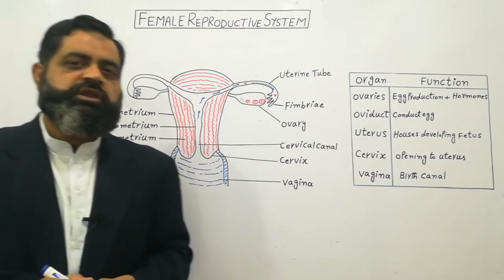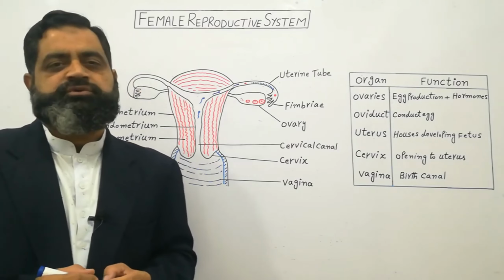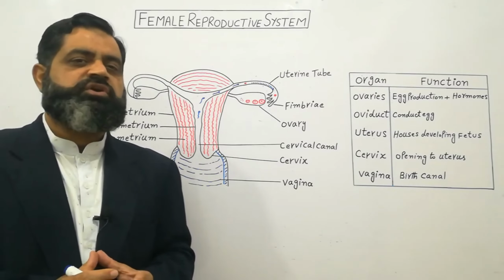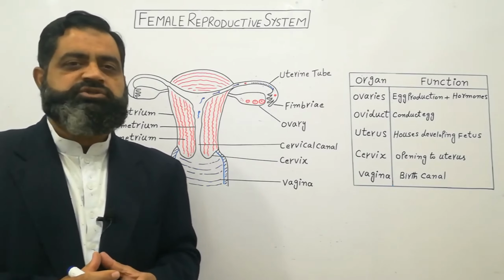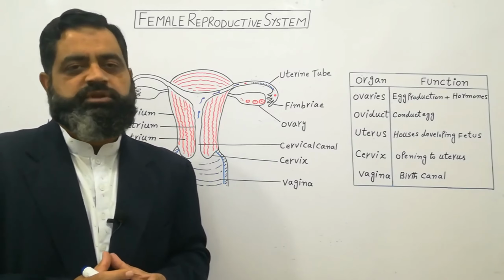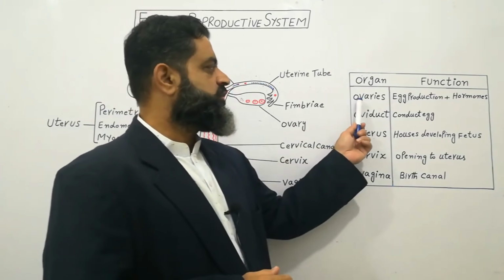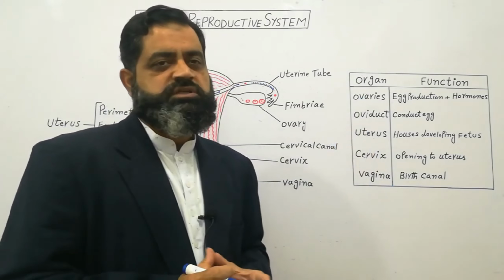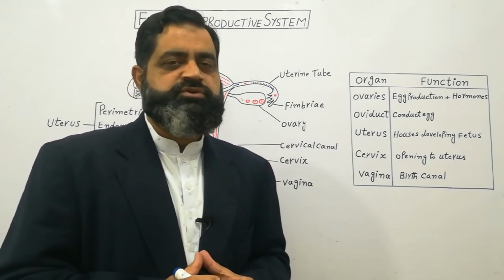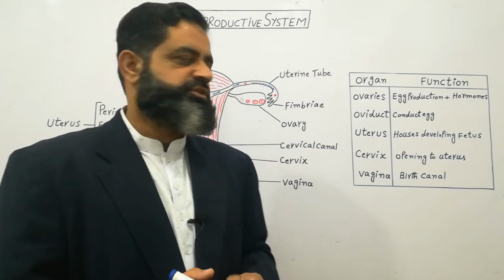It also contains external genitalia, which are known as the vulva. The vulva contains the clitoris, labia majora and labia minora, which protect the reproductive organs of the female body. Now, first of all, there are ovaries. Ovaries are the sites where egg production takes place, and the ovary wall also secretes some hormones like estrogen.